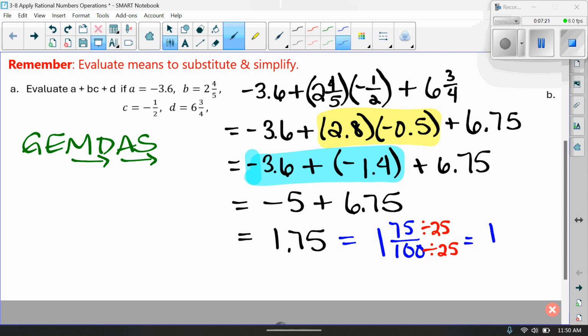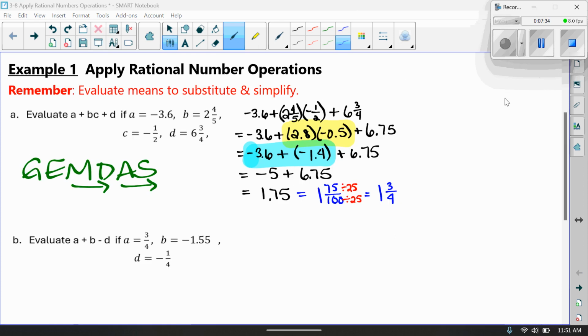And that gives us 1 and 3/4. Okay? And of course, 0.75 is one that you should know, that is 3/4. All right, so now that you have that example done with me, why don't you press pause and try to do example B on your own. And then you can start the video again and see the solution.